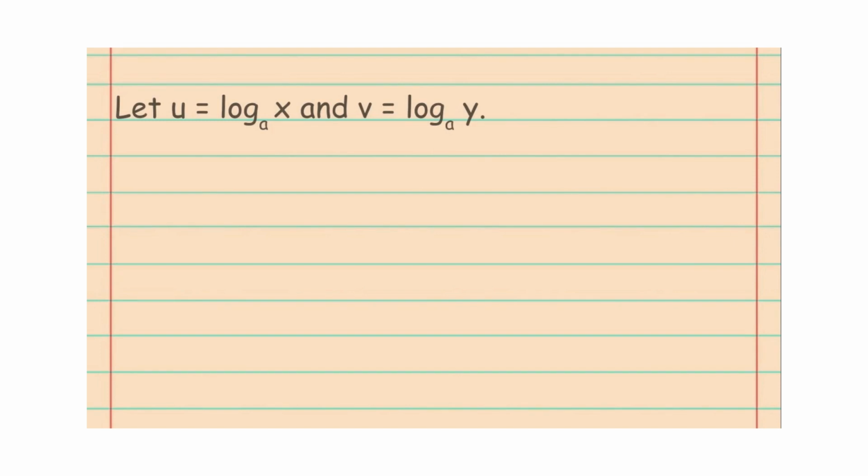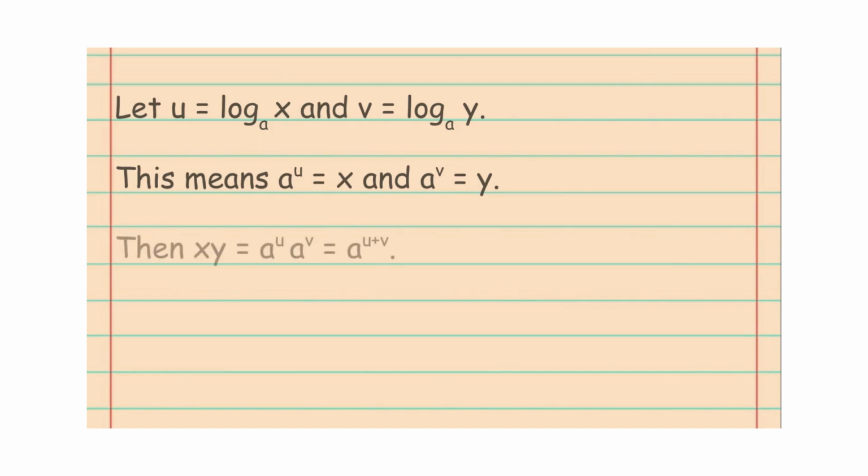We're going to let u equal log base a of x and v equal log base a of y. This means, representing both of these equations as exponential equations, a to the u equals x and a to the v equals y. If you're not sure why we're allowed to do that, refer to my last video, which I left in the description. Then x times y equals a to the u times a to the v. That's just a little substitution. Using some properties of powers, a to the u times a to the v equals a to the u plus v. Power times power, add the exponents.